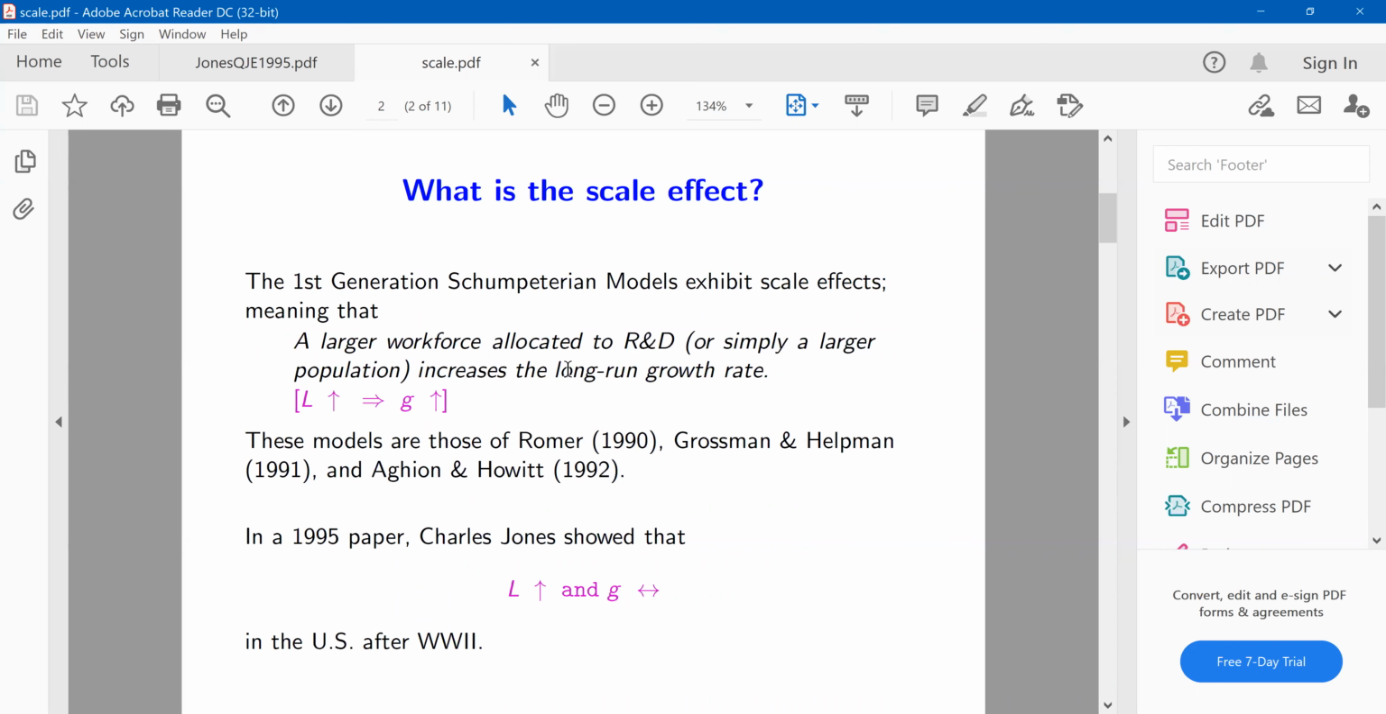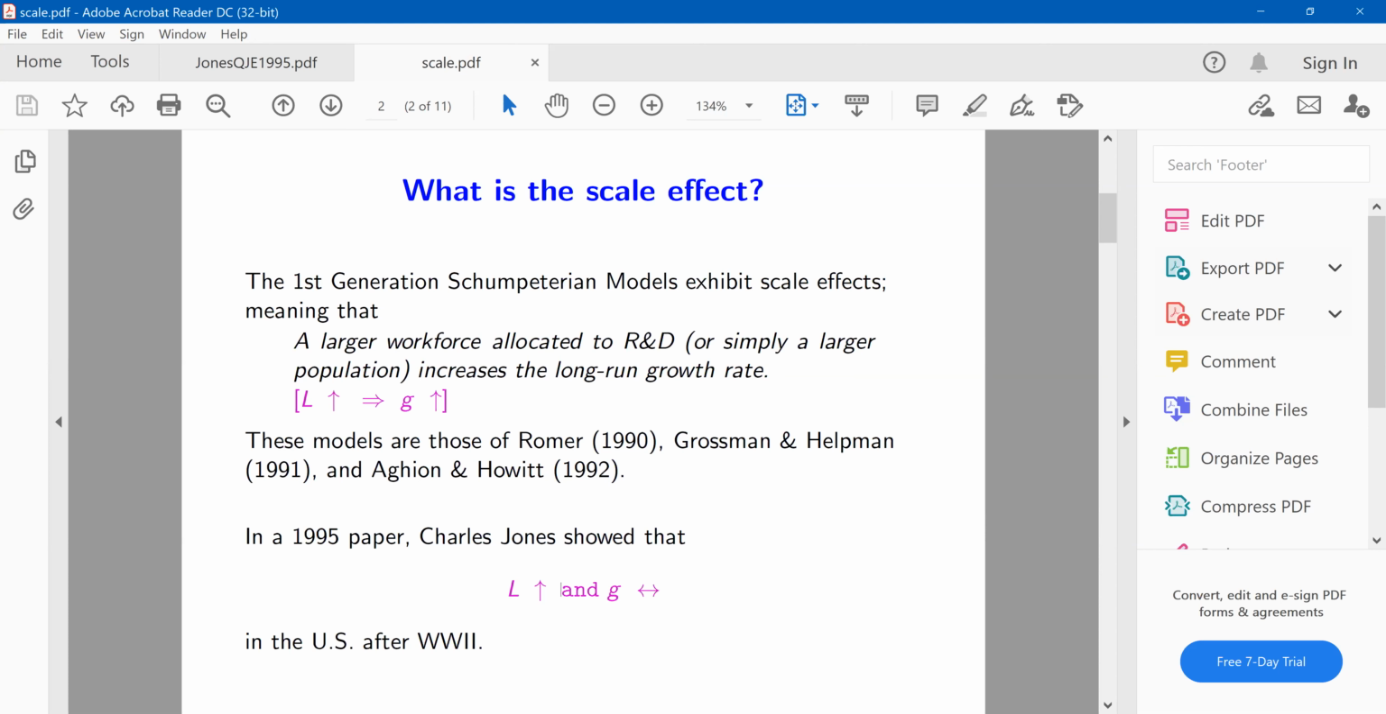Okay, so the important thing is that it is the long-run growth rate, the long-run growth rate of GDP per capita. So that's a theoretical prediction of all of these first-generation models. And Charles Jones, in a paper published in 1995, showed that this is not true in reality. In reality, R&D workforce and population actually increase, but the long-run growth rate of the U.S. economy and some other developed economies is roughly constant. It's around 2% per year.